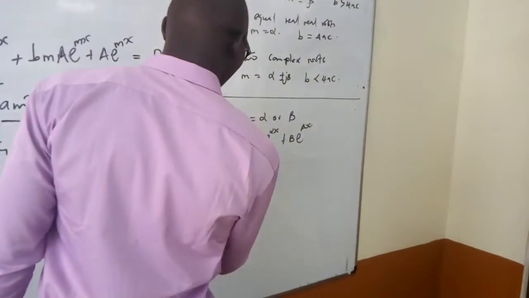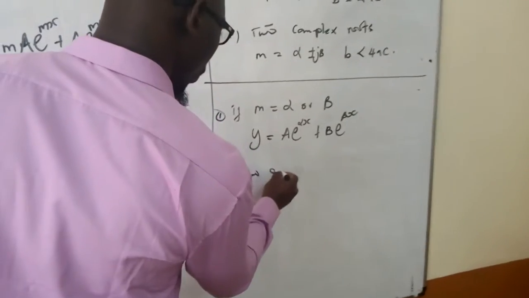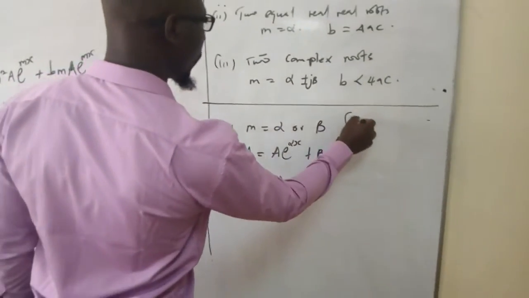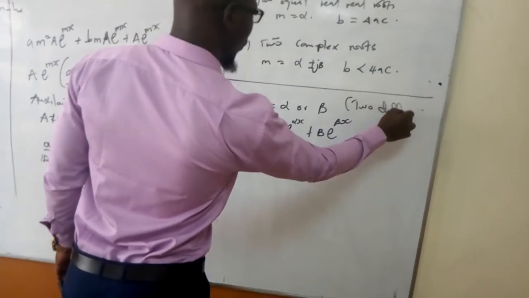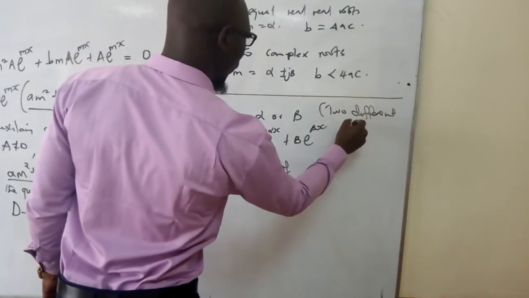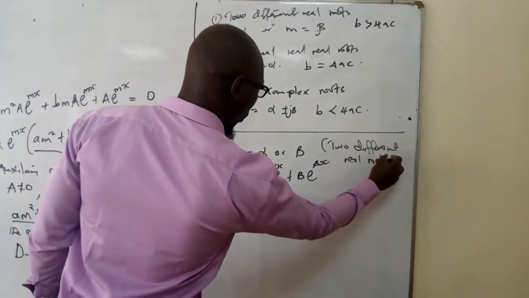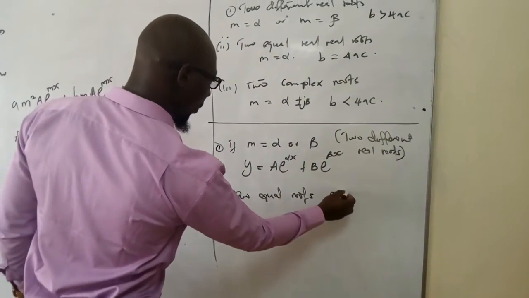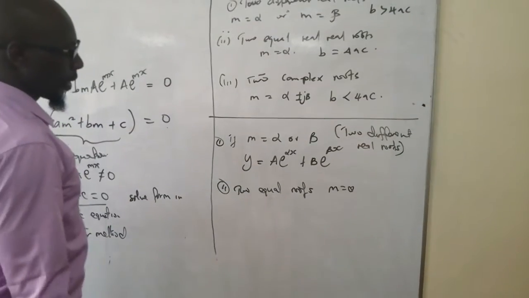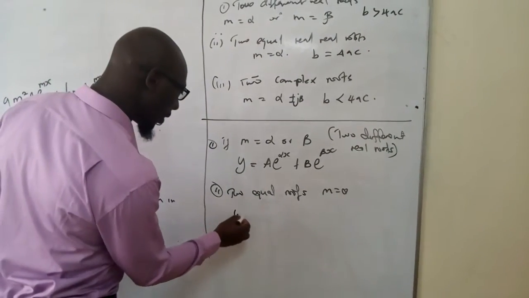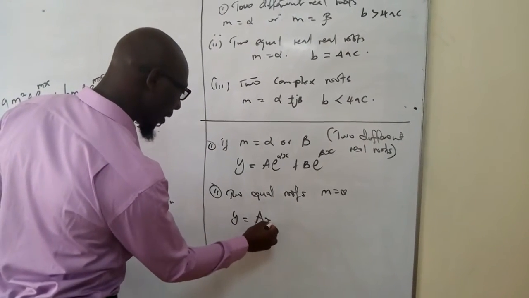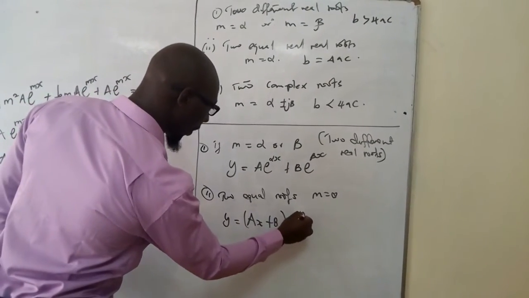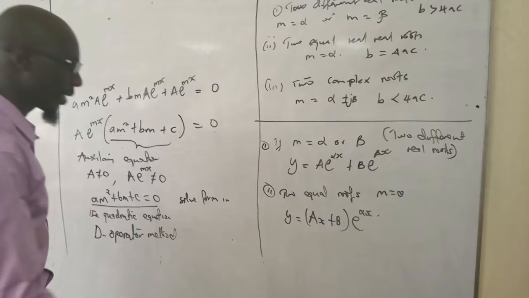In the second case, when two equal roots are obtained, as opposed to two different real roots, when m is equal to alpha, we get y is equal to (ax plus b) exponential of alpha x. That's it.